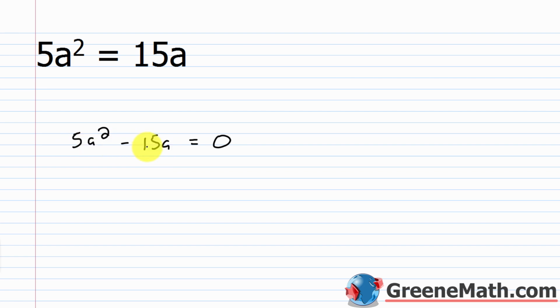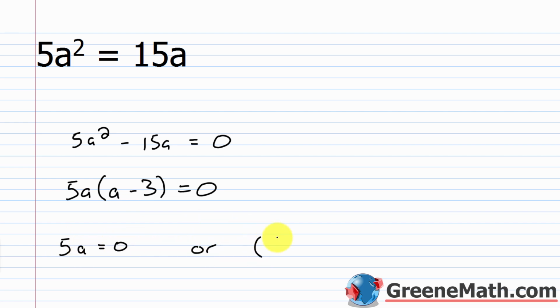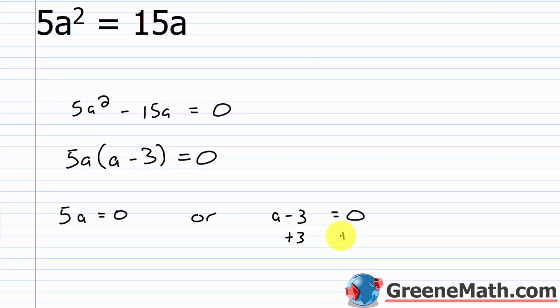So I know that 5a is common. So let me pull that out. So I can pull out a 5a. And then what's left is a minus 3. So if these are my two factors, I could set each one equal to 0. I could say, okay, well, 5a is equal to 0. Or we could have this quantity a minus 3 is equal to 0. Right? And I take the parentheses away, and I could solve that by adding 3 to both sides of the equation. So this is a is equal to 3.